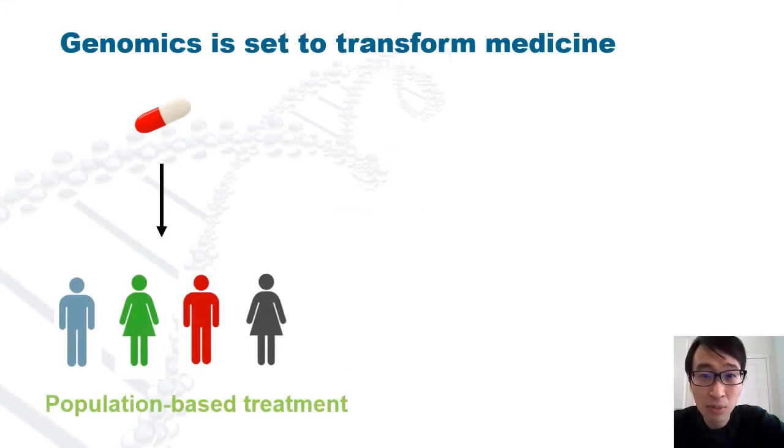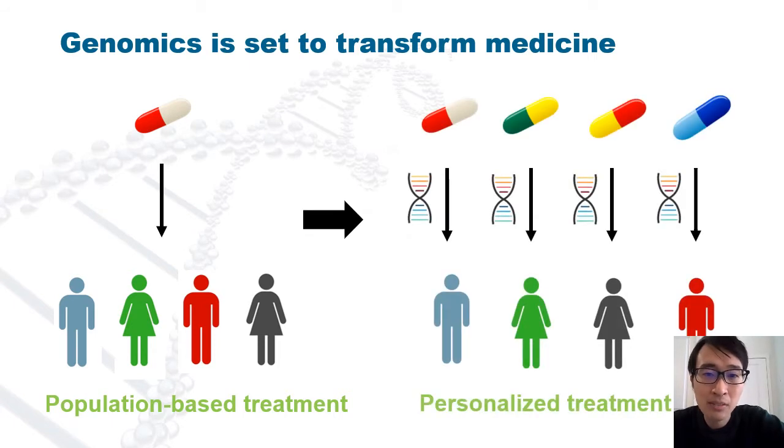Genomics is said to transform medicine. For example, typically a drug is prescribed population-based, without considering specific responses originating from individuals' genetic content. But it would be nice if we could make individualized treatment plans, and that's the promise of precision health.